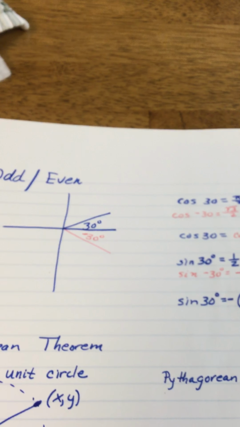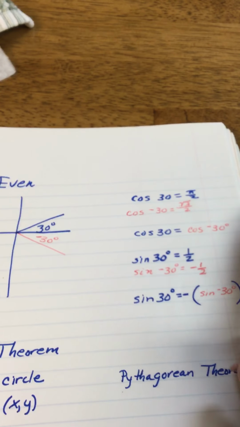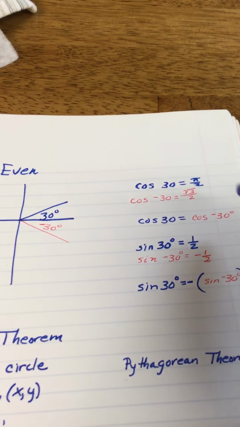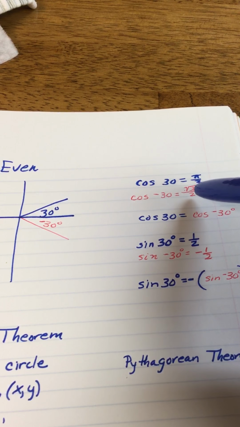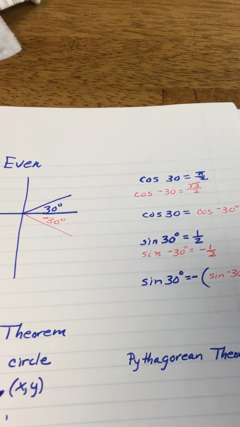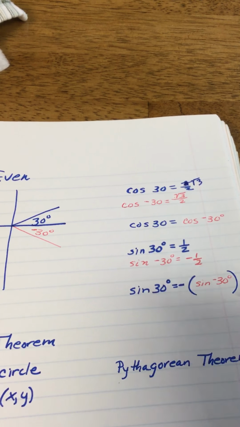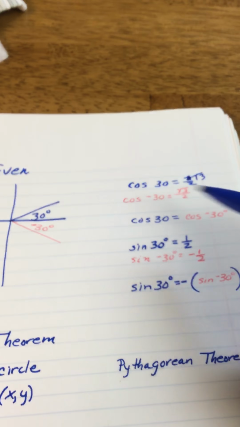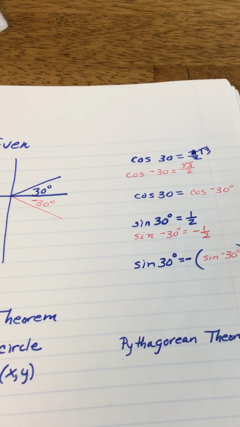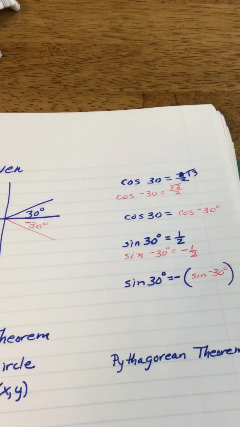I'm just starting with that notion of having a 30-degree angle and a negative 30-degree angle. Now let's talk about cosine. If I'm talking about the cosine of 30, I'm going to get the square root of 3 over 2. And I wrote that wrong there. That should be the square root of 3 over 2. And the cosine of a negative 30, I wrote in red here, is a positive square root of 3 over 2 also, because remember, cosine is positive in the fourth quadrant.